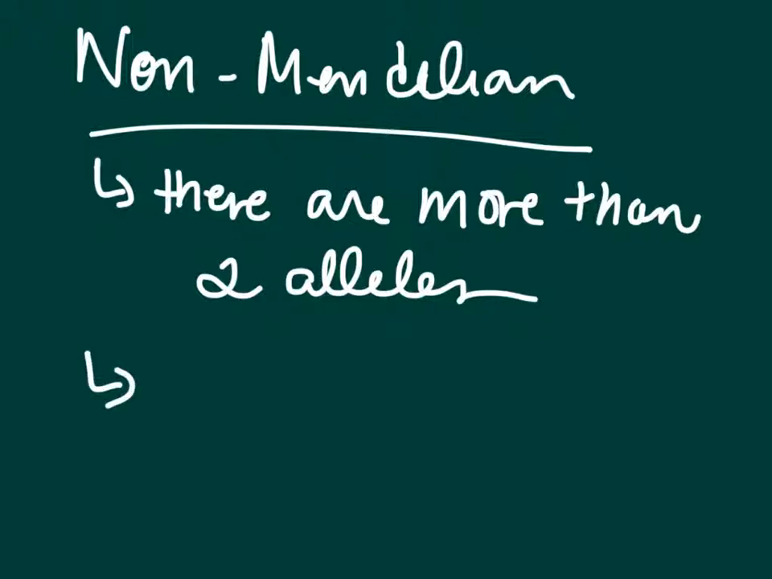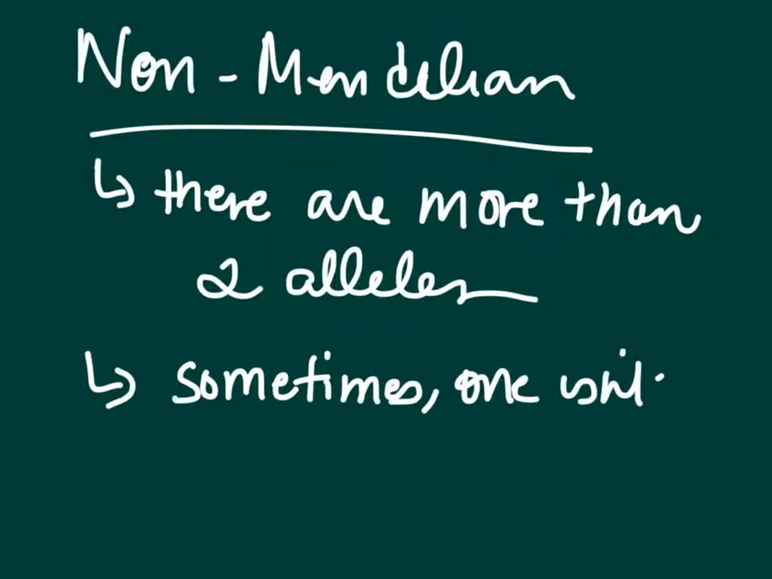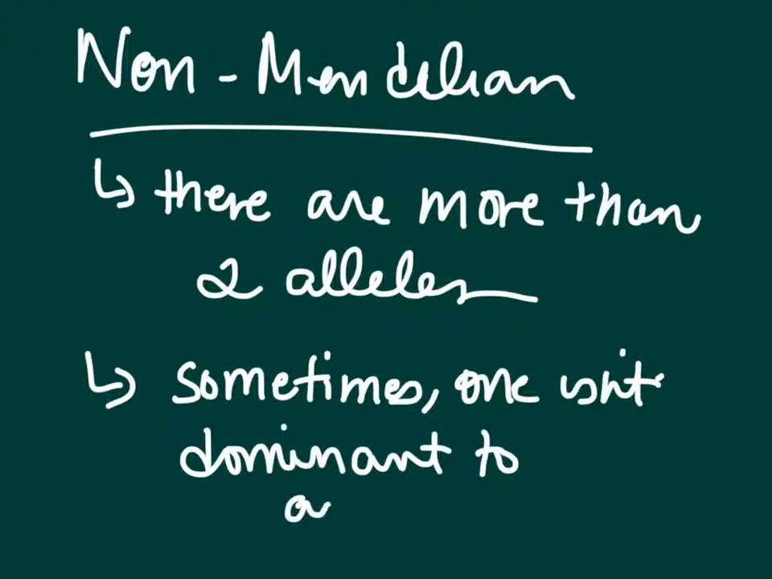So there's more than two alleles, and sometimes one isn't dominant to another. Sometimes there's not a recessive. So when there's not a dominant and there's not a recessive, sometimes if you have two different alleles, we see both of them expressed instead of just one. That's weird, but it happens. Gregor Mendel wouldn't have had any way to explain these things or any way to make a Punnett square for them.